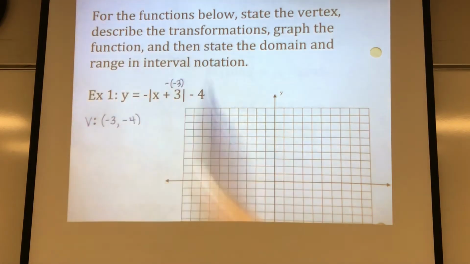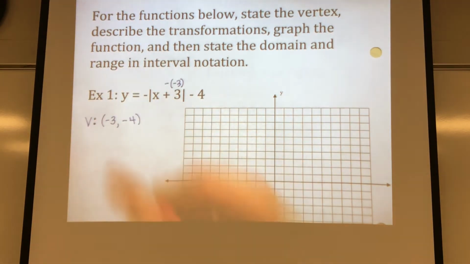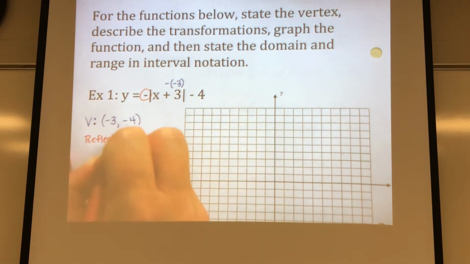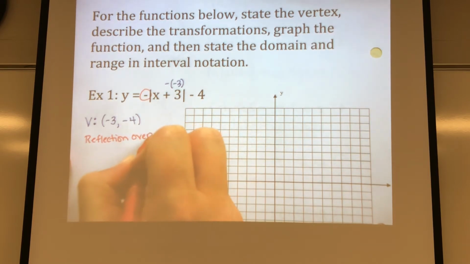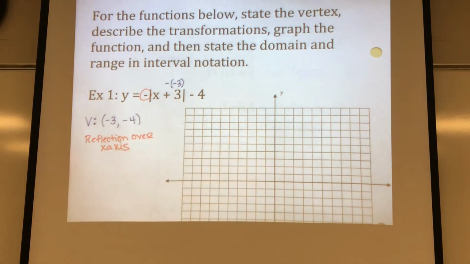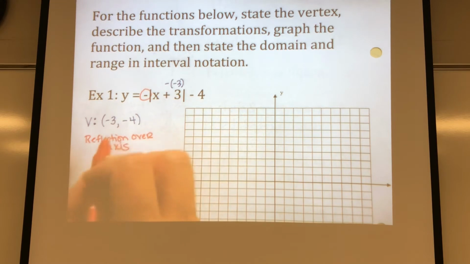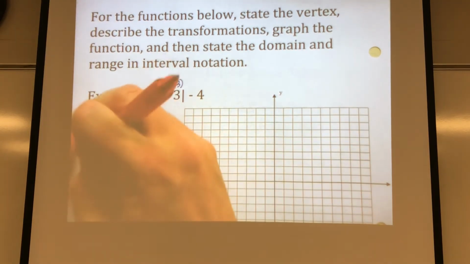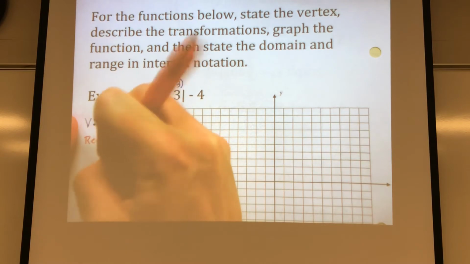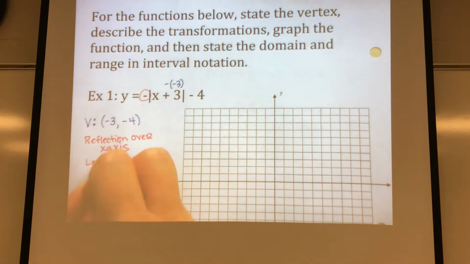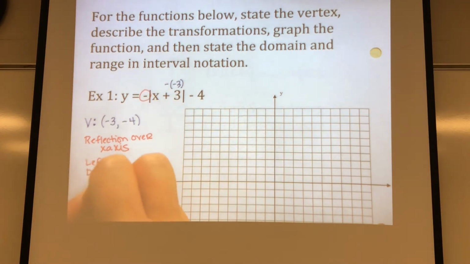It says describe the transformations. So we have this negative here on the outside. So that first one's going to be a reflection over the x-axis. And then our vertex helps us with the other transformations. We know that it's going to go down 3, and we know that it's going to go left 3. That's what I get for writing and talking at the same time. Our H tells us left and right. Left 3, and it's going to go down 4.